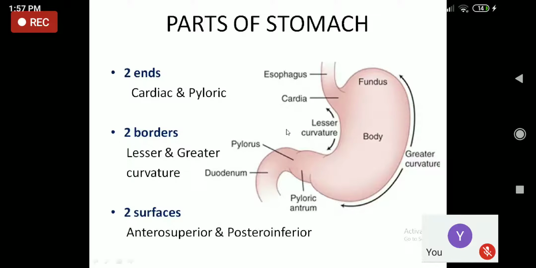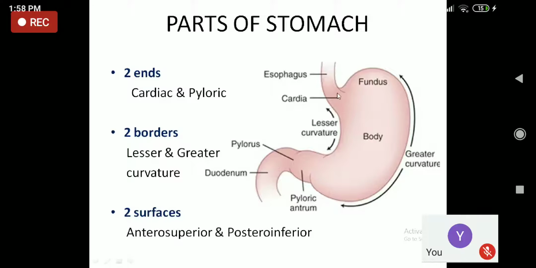Then the parts of the stomach. The stomach consists of two ends. The upper end of the stomach is known as the cardiac end, where the abdominal part of the esophagus comes and opens into the stomach. The lower end of the stomach is known as the pyloric end, from where the duodenum starts. So the two ends of the stomach are the upper cardiac end and the lower pyloric end.